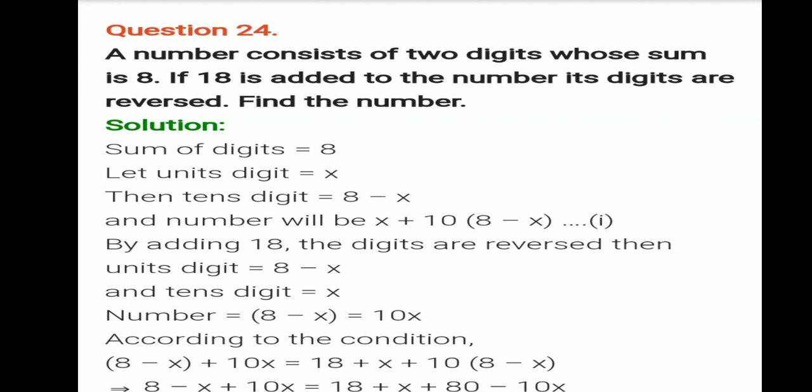Now when you reverse the number, the units digit will become the tens digit. So on reversing, x will be multiplied by 10 and the units digit will be 8 minus x. So the new number after reversing will become 10 multiplied by x plus 8 minus x. Now what they have told: a number consists of 2 digits whose sum is 8. If 18 is added to the number, its digits are reversed.